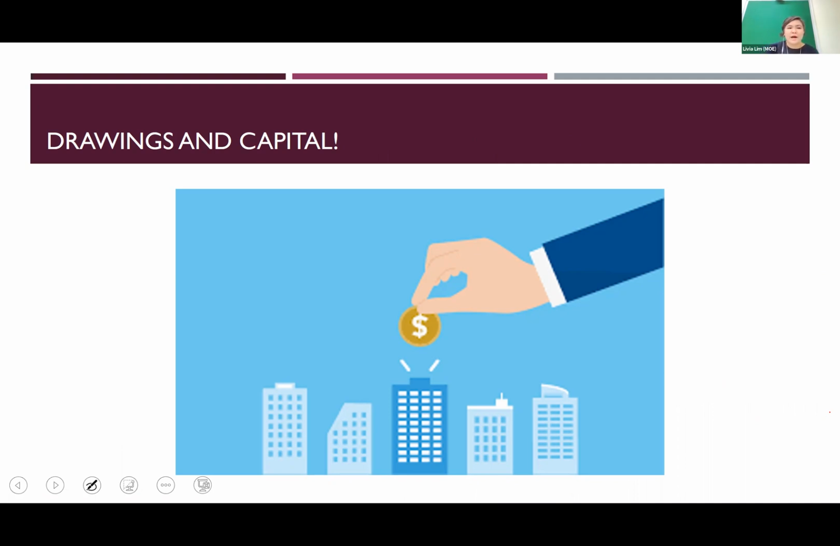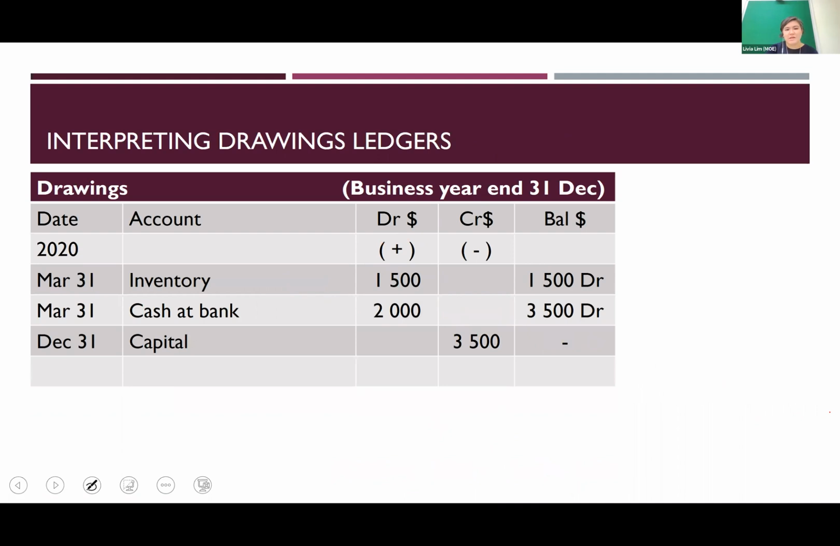Now, how do I interpret a drawings ledger? It will look something like this. All right, and if the question asks you to interpret this, on 31st of March, describe what has happened. So on 31st of March, there are two items. There is this inventory and there is also this cash at bank. So you have to describe both what has happened here.